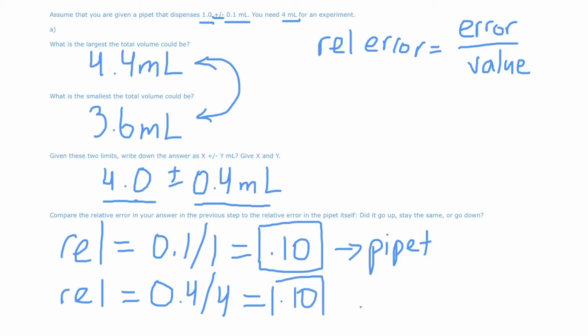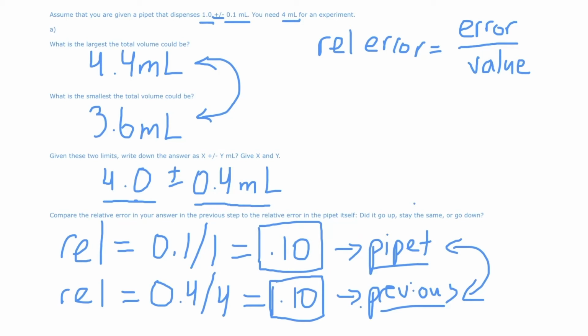So we find that our relative error in both cases, this is the previous step, they're actually equivalent. So those equal the same thing. So we can circle here that they stay the same.